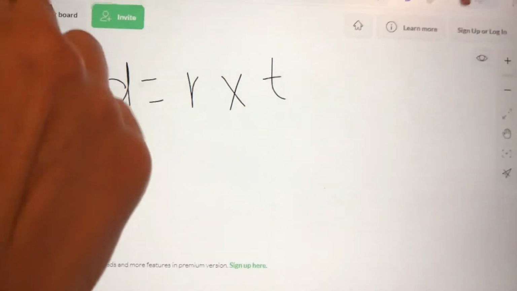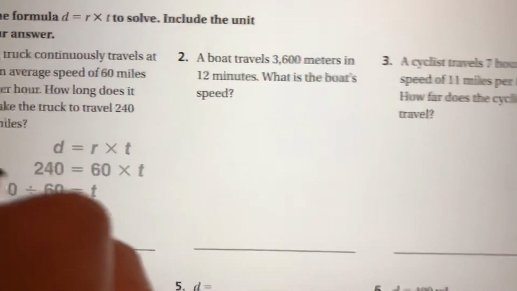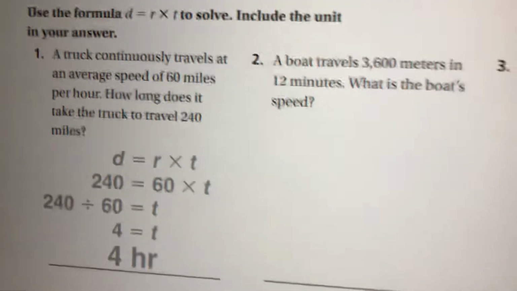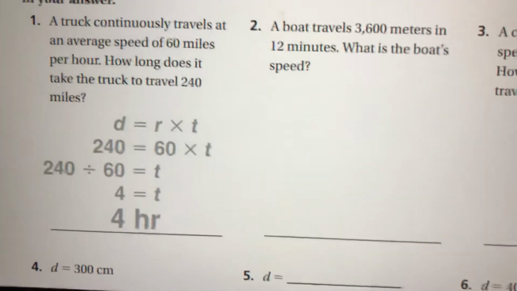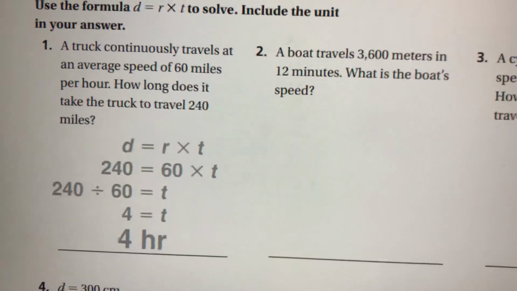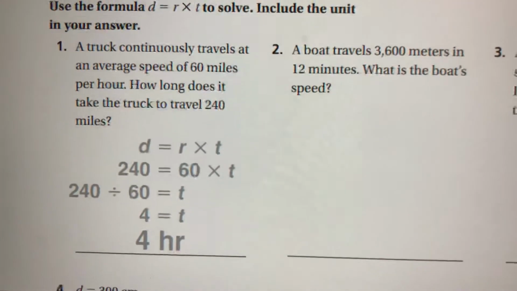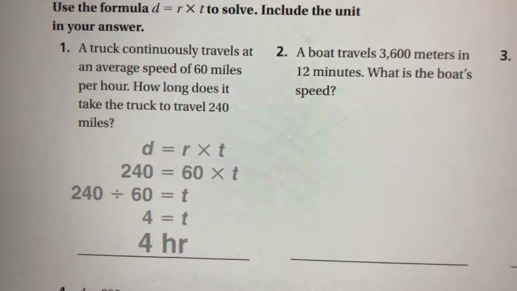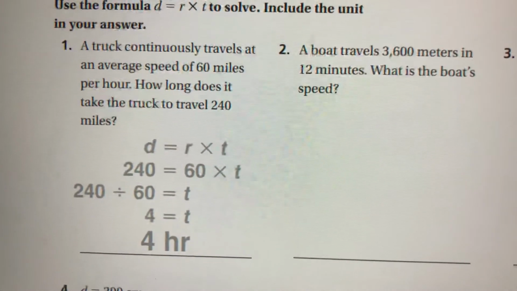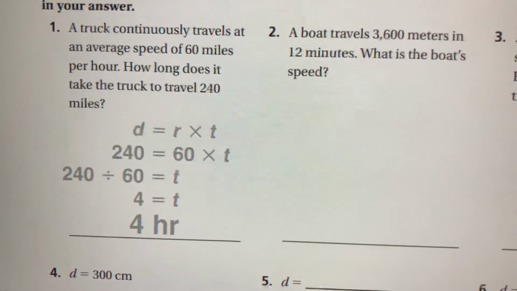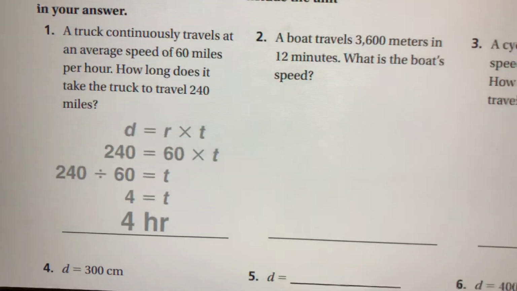Now, what we're doing here is substituting each letter for the corresponding number that goes with each letter according to the word problem in the scenario that they're giving you. Okay, looking at number 1, for example. A truck continuously travels at an average speed of 60 miles per hour. How long does it take the truck to travel 240 miles?